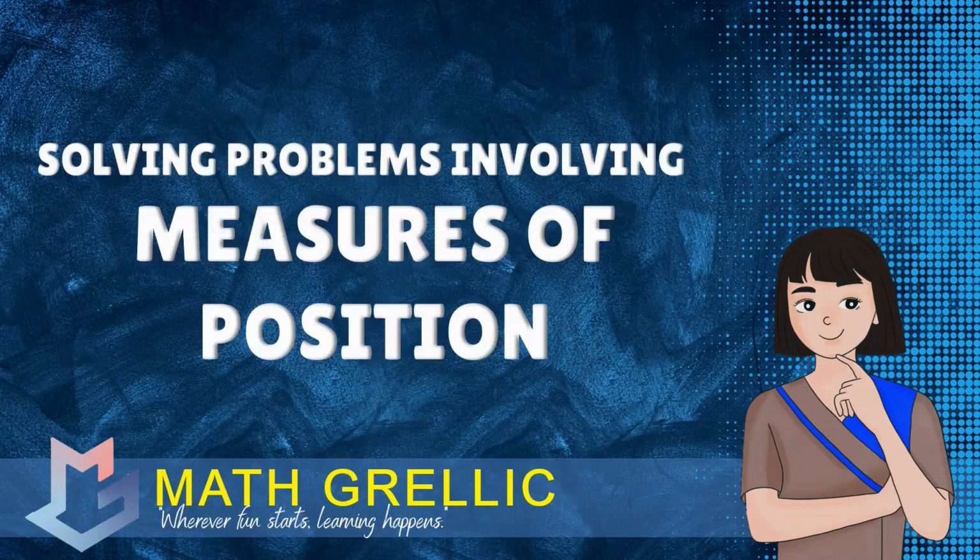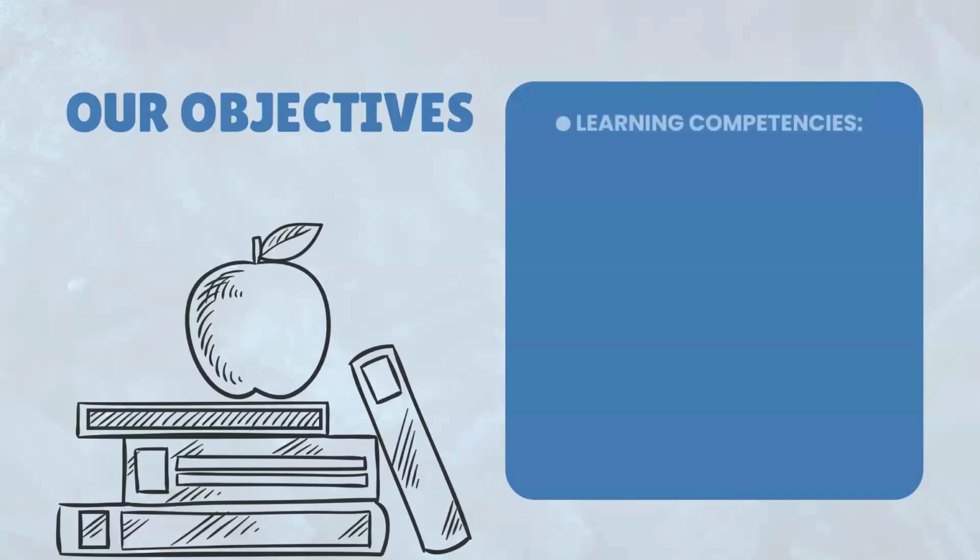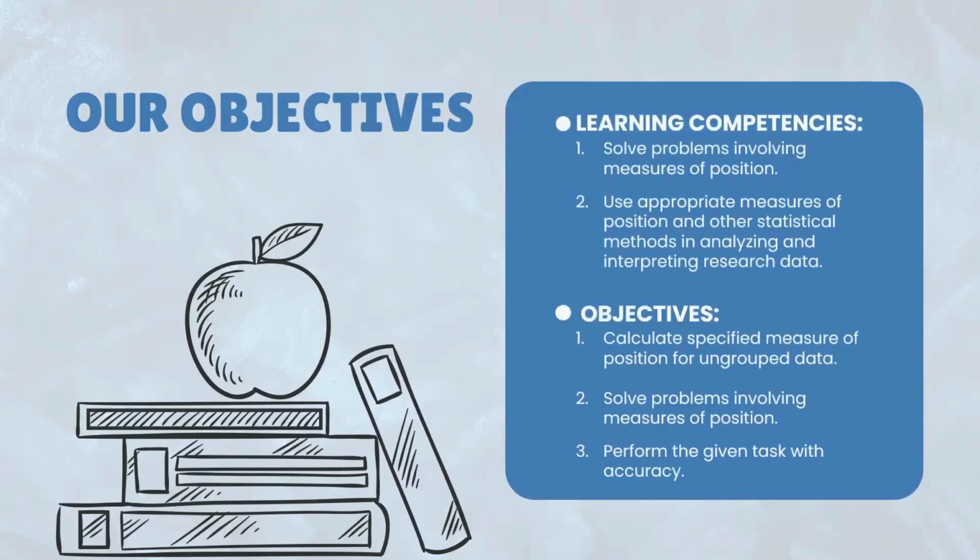So as a recall, to how many parts do quartile values divide a distribution? Very good, 4 parts. To how many parts do decile values divide a distribution? That's right, 10 parts. And to how many parts do percentile values divide a distribution? Excellent, 100 parts. So for today's lesson, here are our objectives.